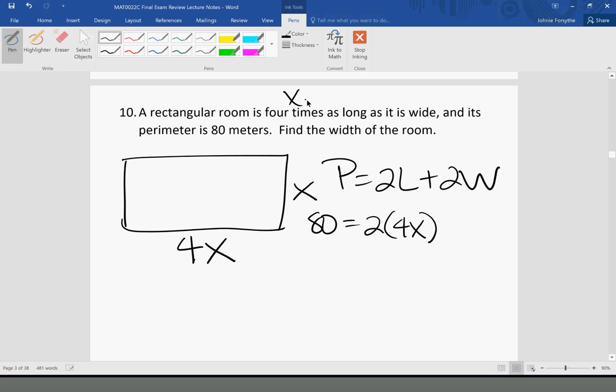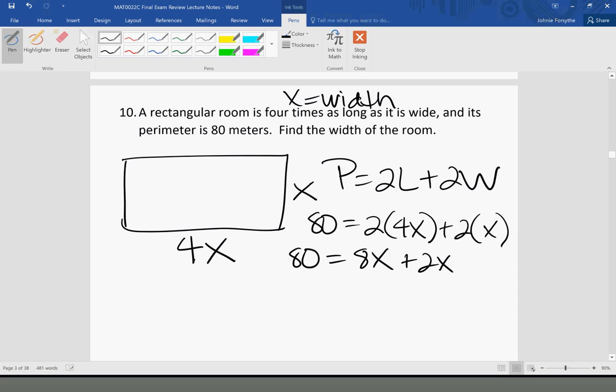And then you may want to put here x represents the width. So you keep that in mind. Plus 2 times x. So we'll have 80 equals 2 times 4x is 8x. 2 times x is 2x. 8x plus 2x is 10x. 80 equals 10x, and then if we divide by 10 to solve for x, 80 divided by 10 is 8.